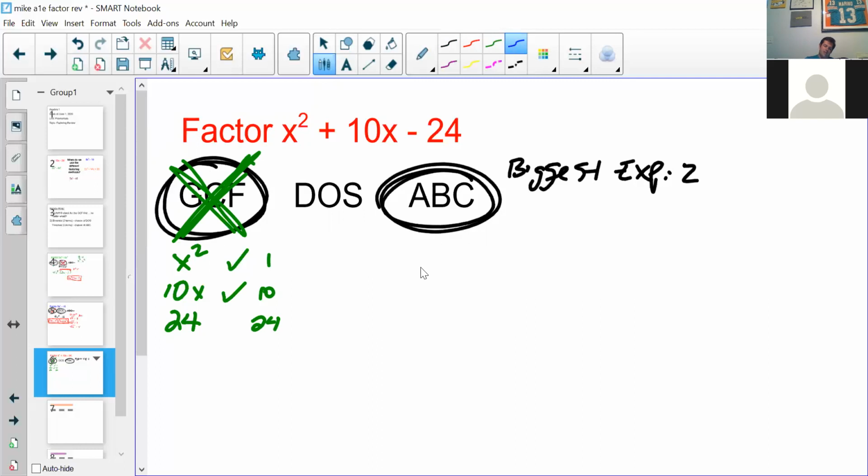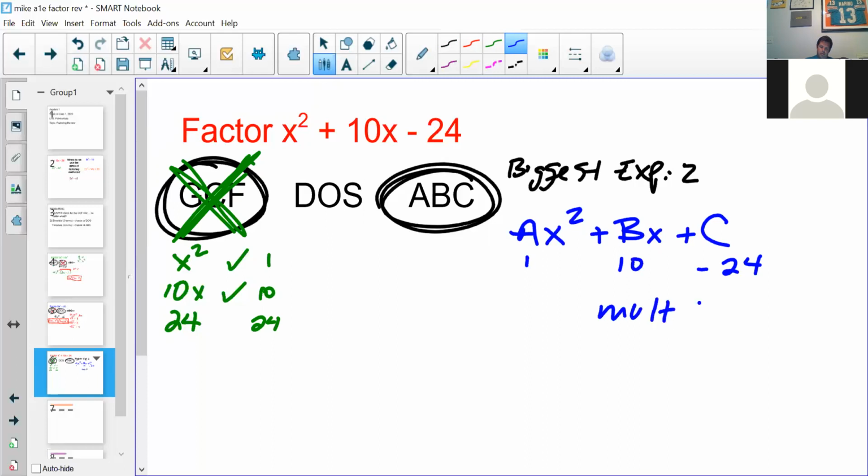Next up, we want to check for the ABC method. Remember that that's looking at any quadratic trinomial as the following. So when we talk about A, B, and C, we know our A value is 1, our B value is 10, and our C value here is negative 24. And can we come up with 2 numbers that would multiply to C, which in this case is negative 24, and add to B, which here is 10.